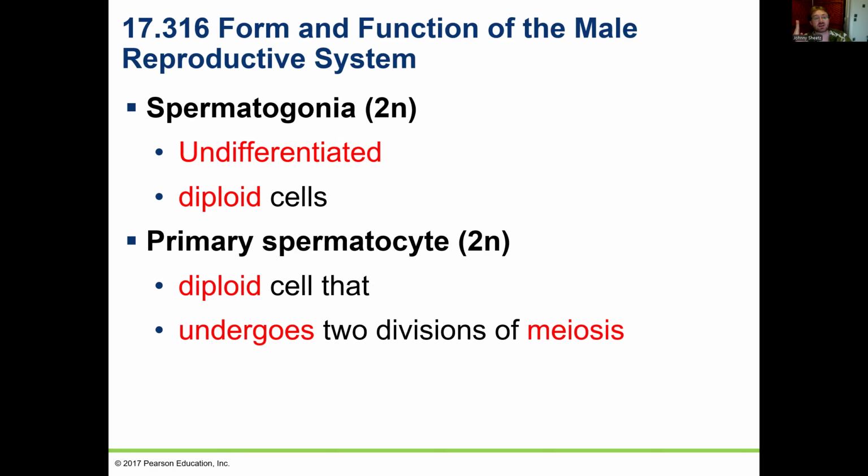Those are going to be spermatogonia that have undergone a few different stages of division. They've replicated themselves a few times. So these are going to be diploid cells. They still have that full amount of DNA, and at this point, they're going to undergo two divisions of meiosis. And meiosis is sex cell division. So this is how we're going to get down to one copy of the chromosome.